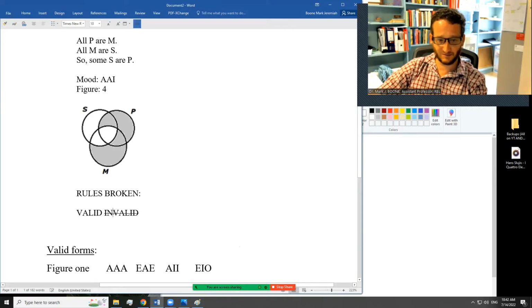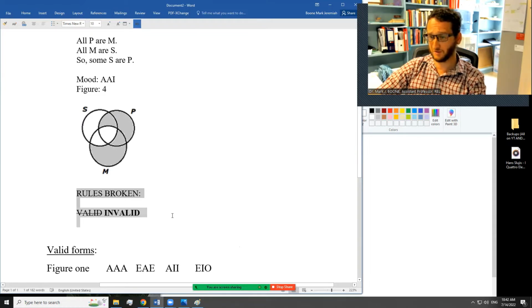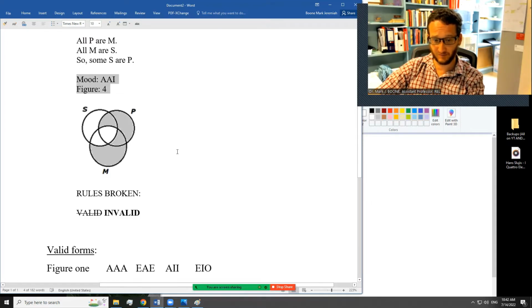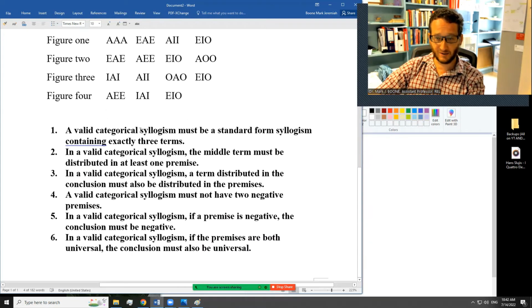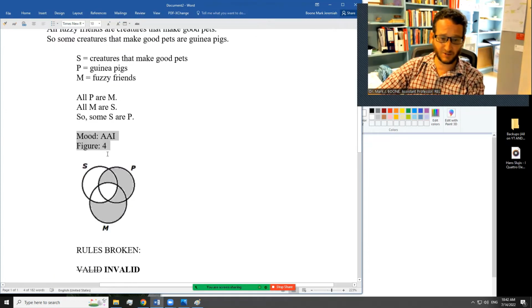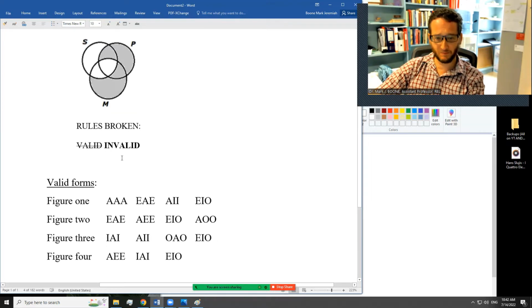Now let's see which rules it breaks. Hang on, let's not get ahead of ourselves with this, although we expect to be able to say that it's invalid. Let's go ahead and pencil that in. If we do fail to find any rules broken, then we'll have some problems, and we go back and check our work. You will not get different results from the mood figure method, the Venn diagram method, and the rules method unless you made a mistake somewhere. So it's unlikely that we made a mistake with the Venn diagrams or with the mood figure method because we reached the same results. But let's see, rules broken.